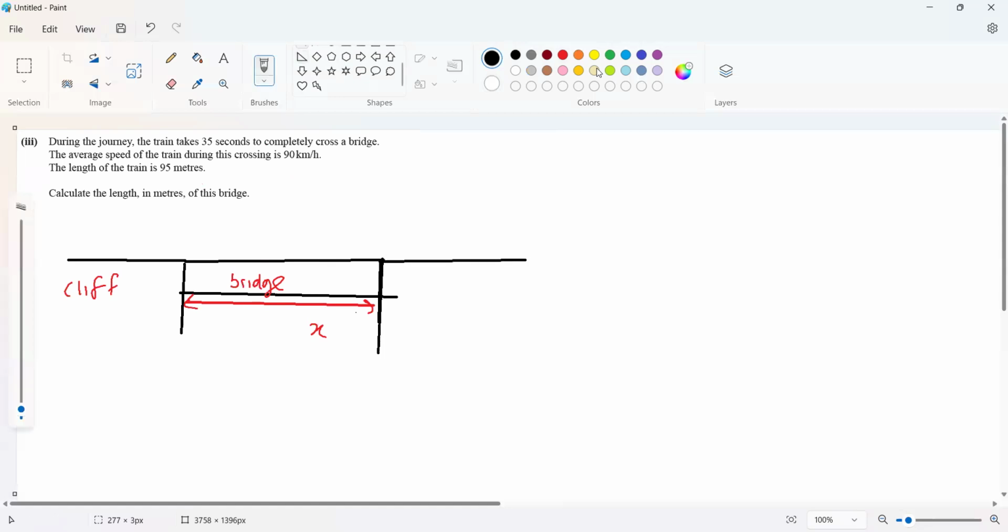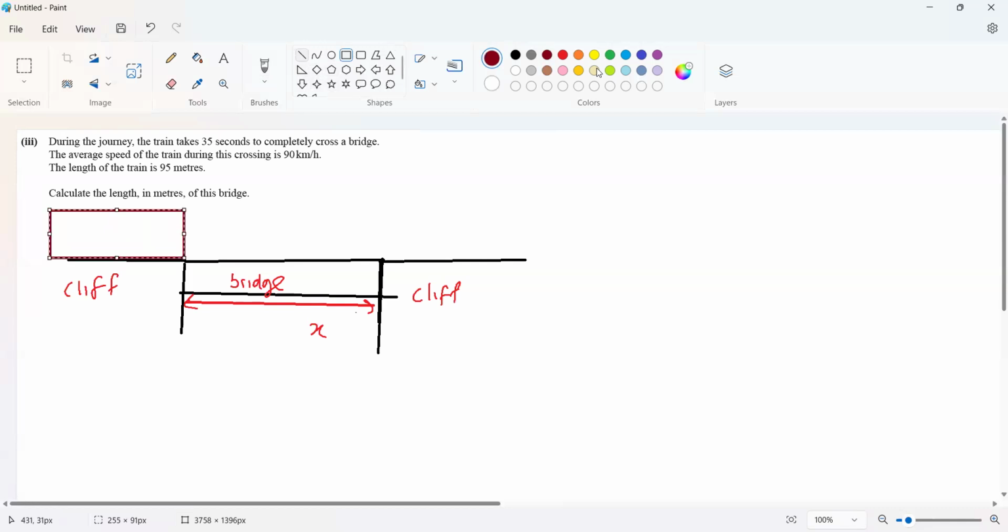Now, to work further into the question, we are assuming the starting point of the train. We are pretending that the train starts from somewhere around here, right at the beginning of the bridge. The train is 95 meters long. We are assuming that the bridge is longer than the train. As the train continues to travel through, we need to consider how much distance it travels in the first place. With 35 seconds and 90 kilometers per hour, we can actually calculate how much distance the train travels.